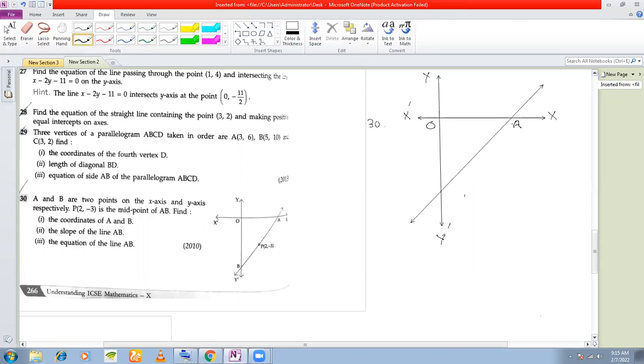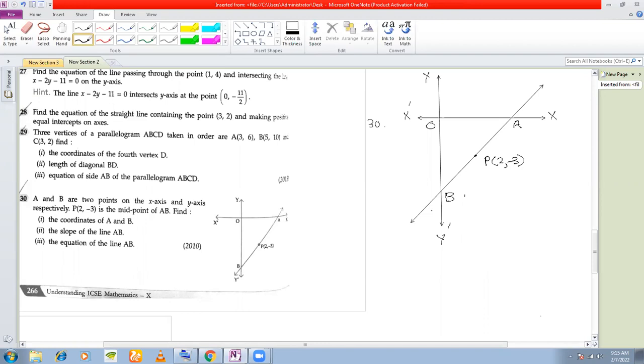And the point of intersection of the straight line with the x-axis is given to be A, and the point of intersection of the straight line with the y-axis is given to be B. Okay. And a point is given here, P (2, -3).